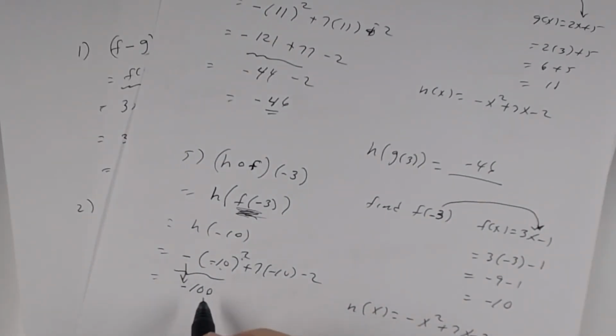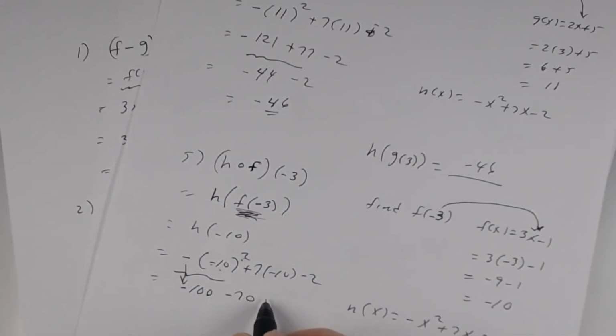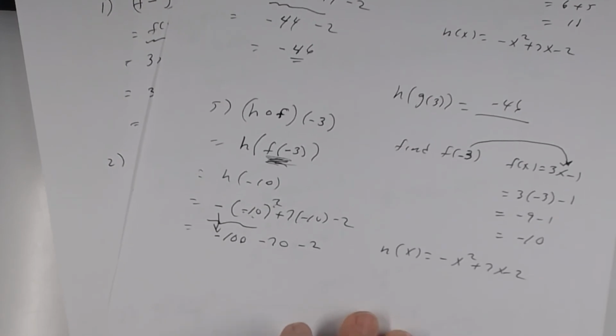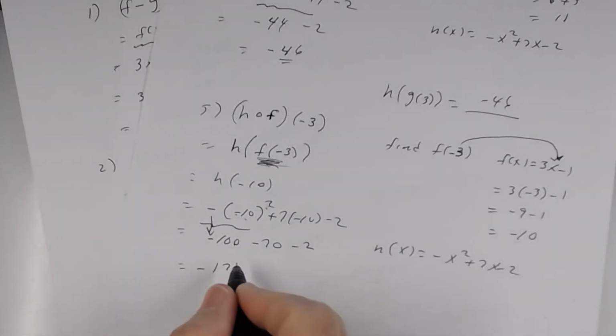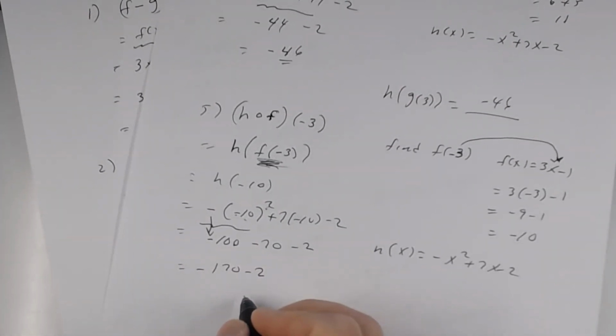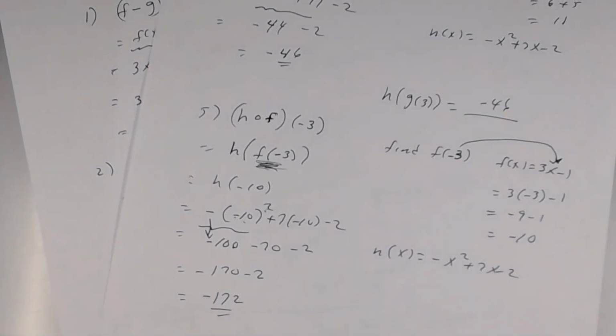All right. So negative 100 minus 70 minus 2. So it becomes negative 170 and a negative 2, which gives me what answer? Negative 172. Okay? All right. So as far as composition, we're done. We looked at composition and combination of functions. All right, so that's the end of that part.